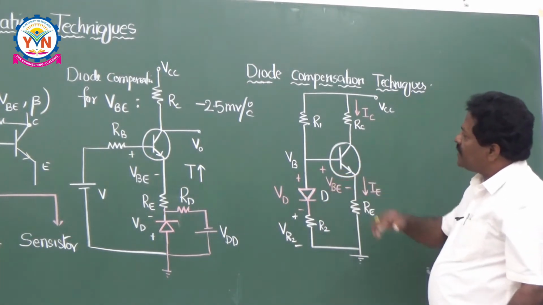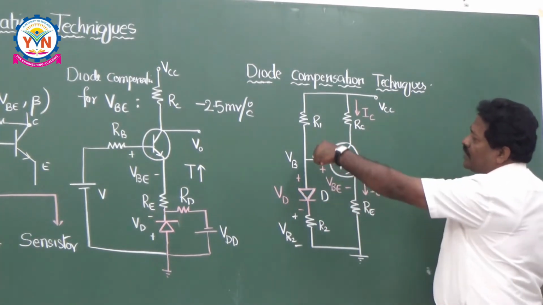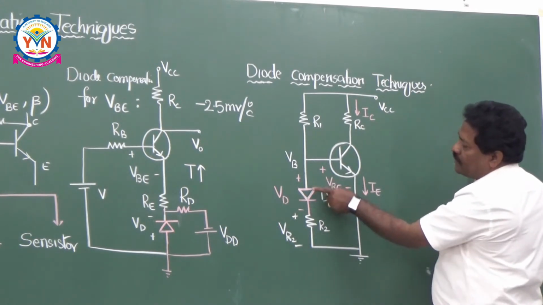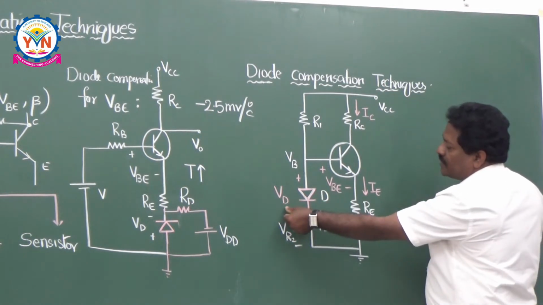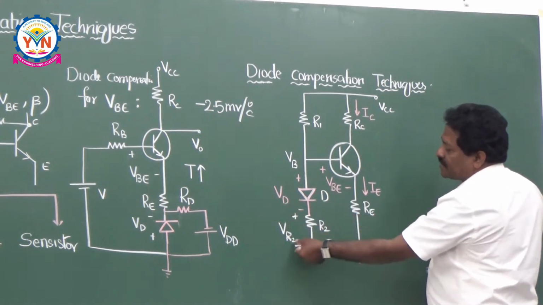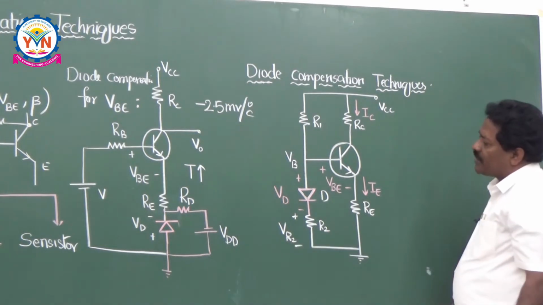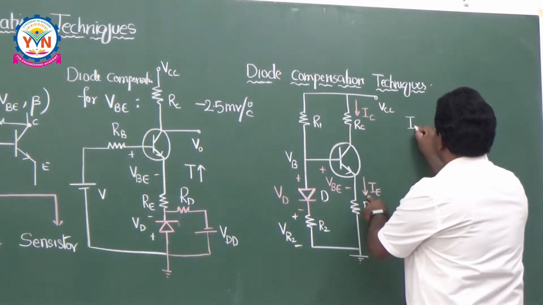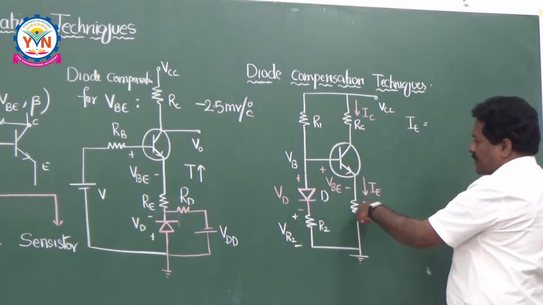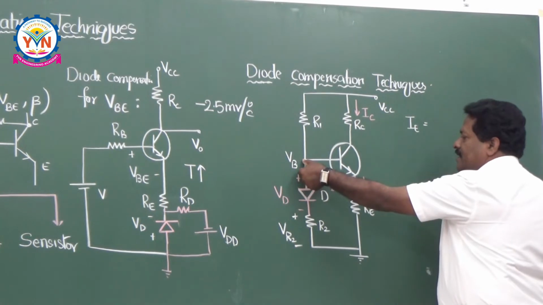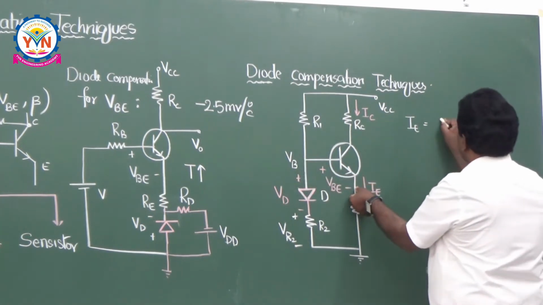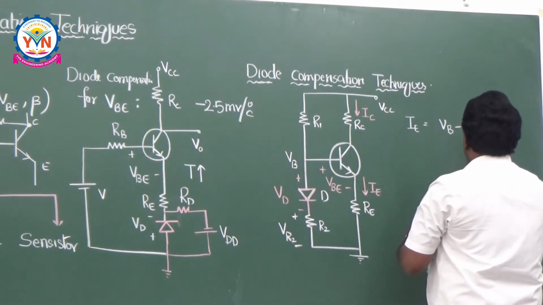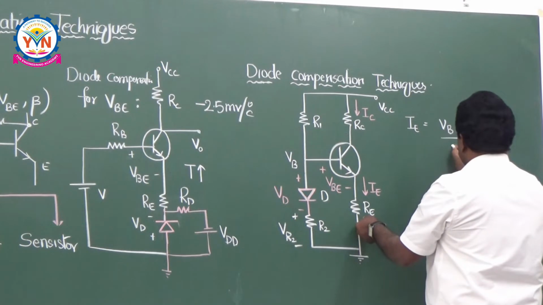And what happens here? Now, this diode is also forward biased here. The voltage across the diode is VD. The voltage across the resistance is VR2 here. We are going to calculate what IE is first. The emitter current IE is equal to the voltage at the base minus VBE. So you can say VB, this is the base voltage, minus VBE divided by the emitter resistance RE here.